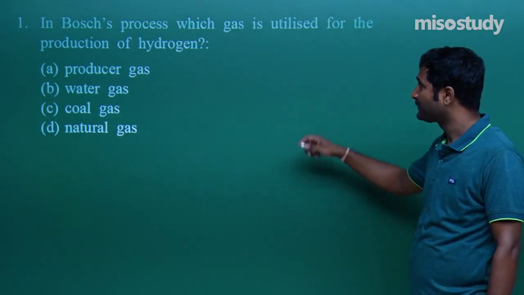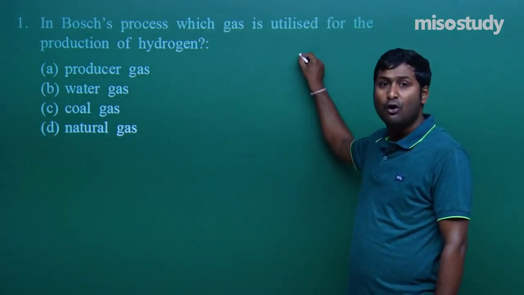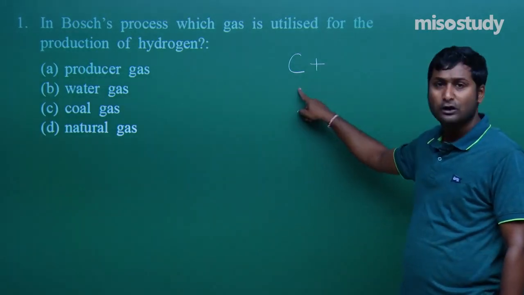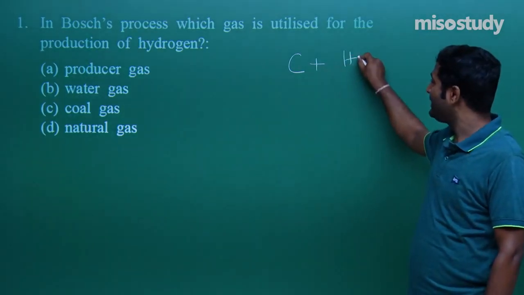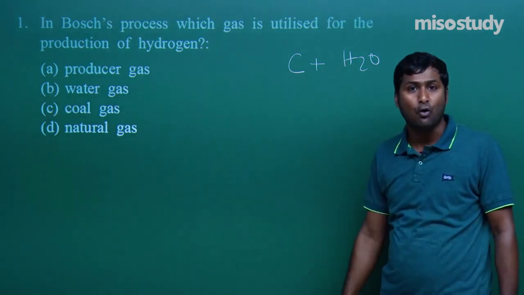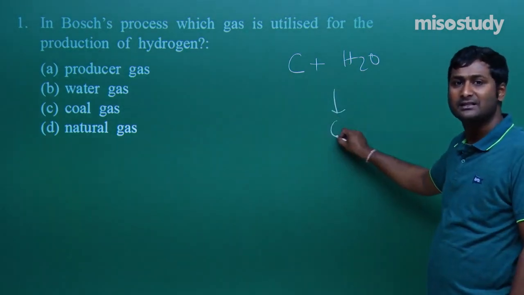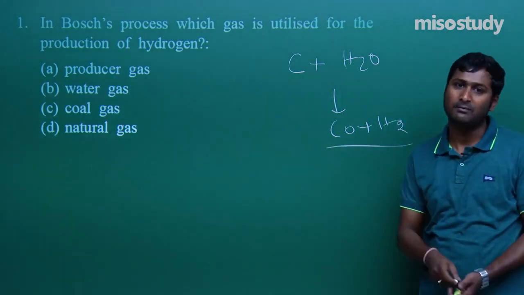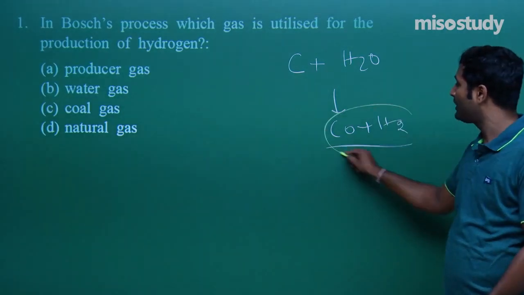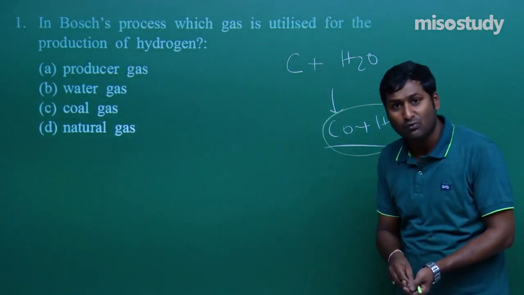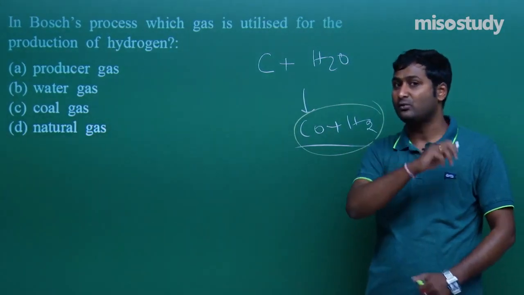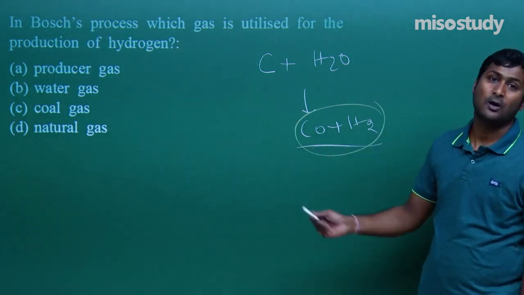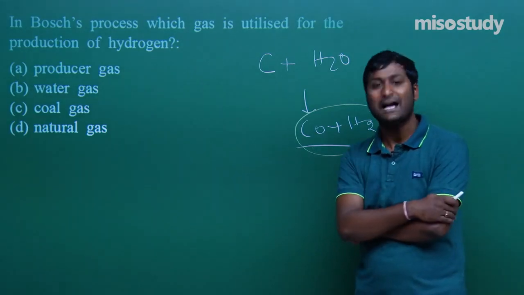The question here, as I discussed: when steam is passed over red hot coke, what will happen? There is a formation of water gas. Clear what I'm telling? There is a formation of water gas, and this water gas, when treated again with steam, what will happen? There is a formation of CO2 and H2.